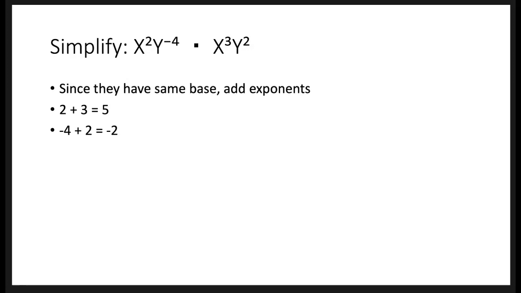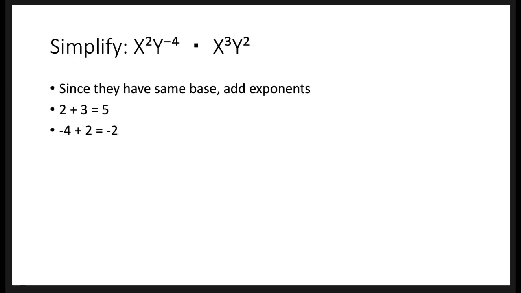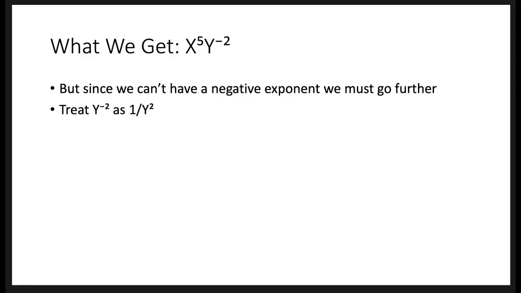The equation I was given was x squared y to the negative fourth times x to the third y squared. Since they have the same base of x and y, we can add the exponents, giving us 5 and negative 2. But since we can't have negative exponents, we must go further.